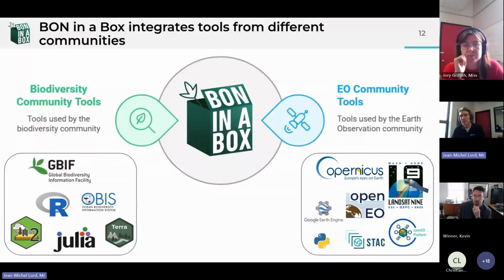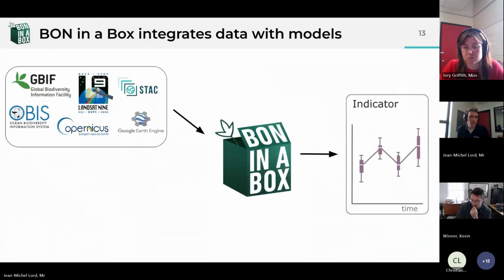So we have the EO community that have their own set of tools and work more in Python, and the biodiversity community that has their own set of tools and work rather in R. Bon in a Box runs R, Python, and Julia for the coding languages, and, well, we could eventually add others. And connects to all these platforms simply through the scripts that people write. And it allows to merge these two sets of tools in a coherent way, because the pipeline engine just seamlessly passes from one to another.